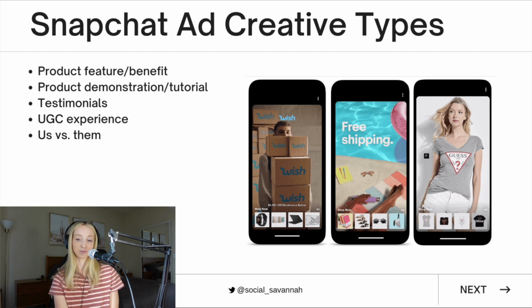And lastly, us versus them. You can accomplish this in a split screen, so you can show people, here's our competition, here's why we are better than them. An us versus them comparison to your competition is an effective ad type not only on Snapchat, but this works really well on Facebook as well.